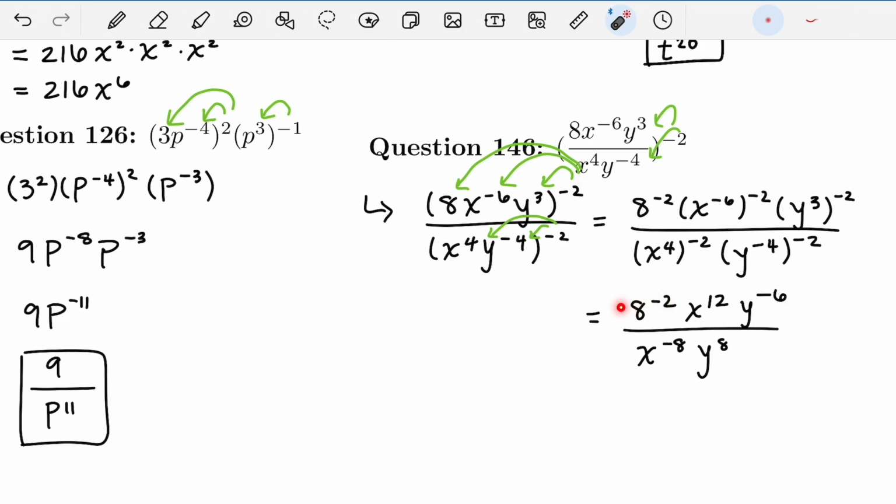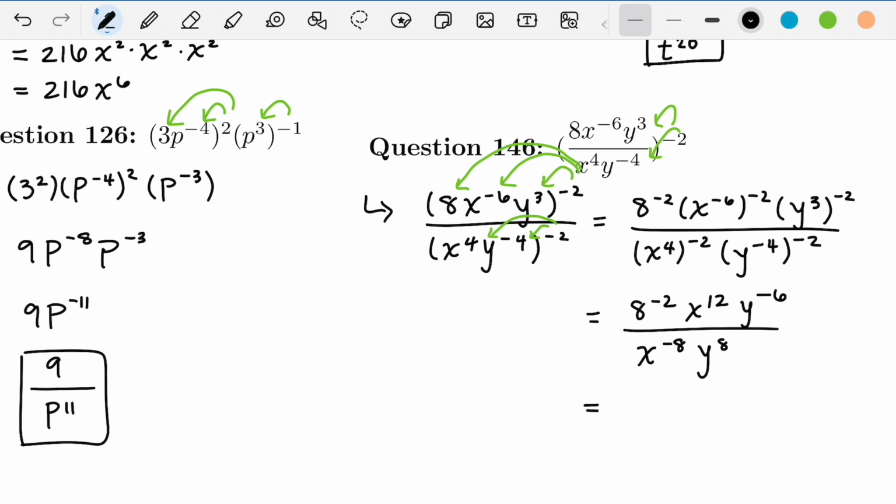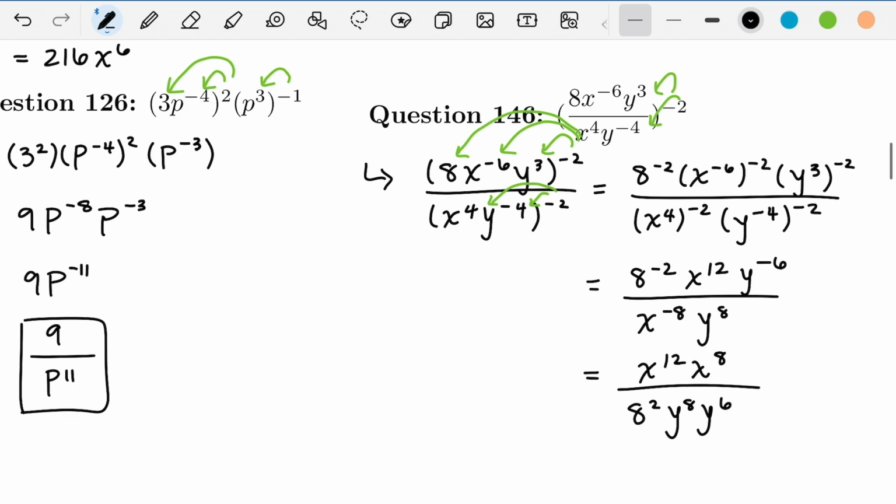So everything on the top here that's negative, so our 8 squared and our y to the negative 6, is going to come to the bottom of our fraction, and then this guy is going to go to the top. So we're going to have x to the 12th times x to the 8th power on the top, and then 8 squared times y to the 8th times y to the positive 6 on the bottom.